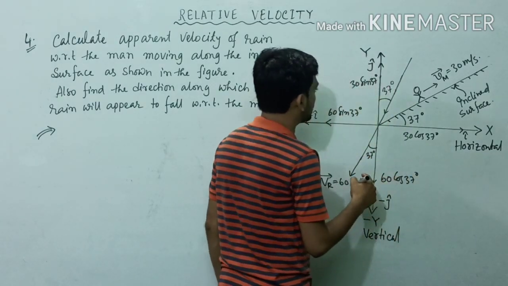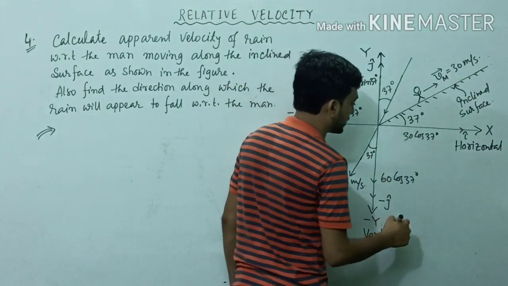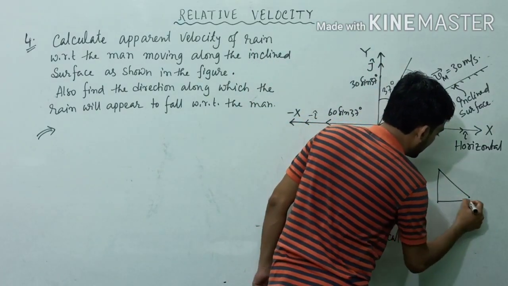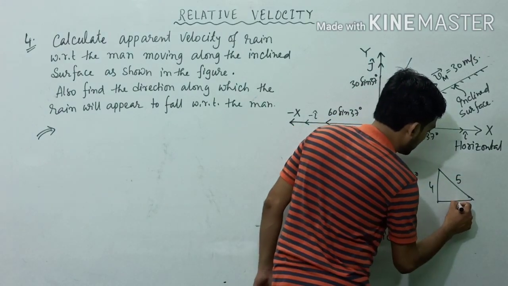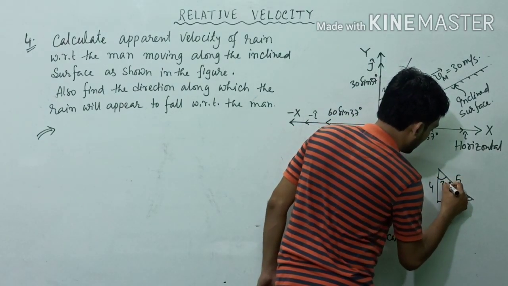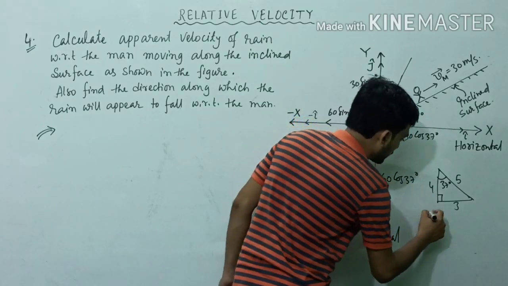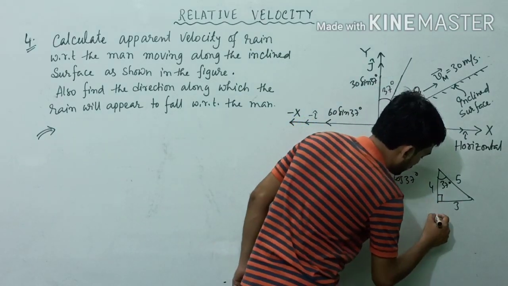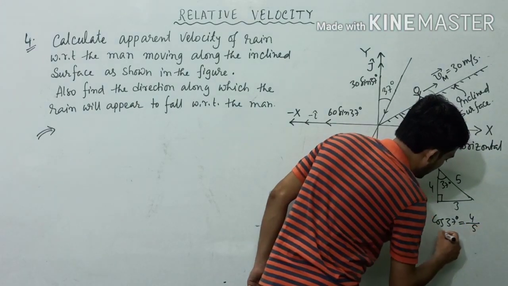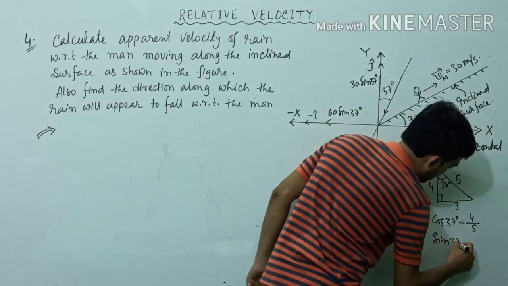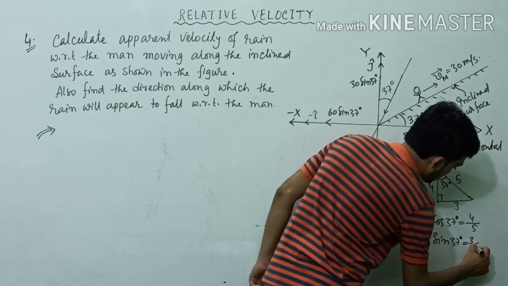Now to find the values of sin 37 and cos 37 degree, we have to take the help of an identity triangle. This is 5, 4, 3, 37 degree angle. Okay, so from this triangle we can write cos 37 degree is equal to 4 by 5 and sin 37 degree is equal to 3 by 5.